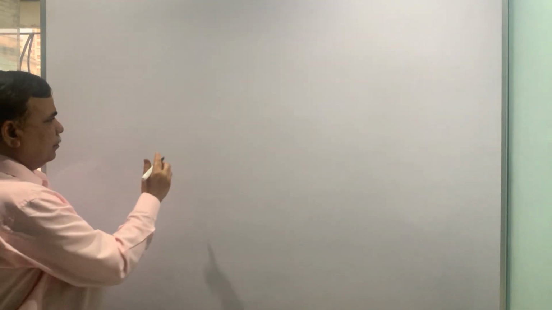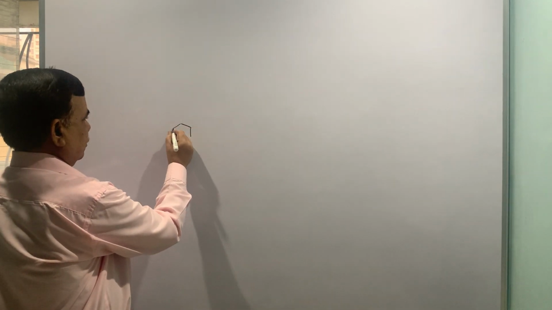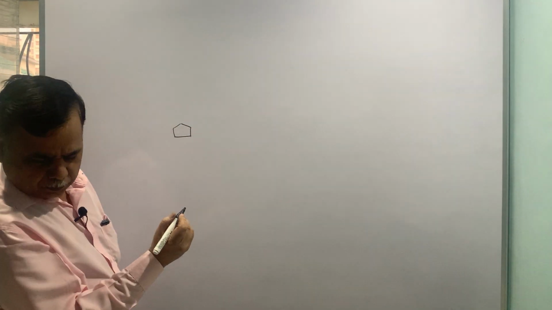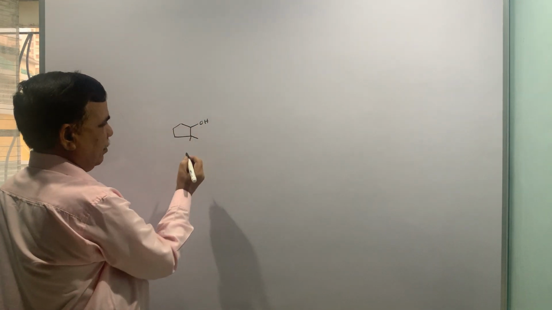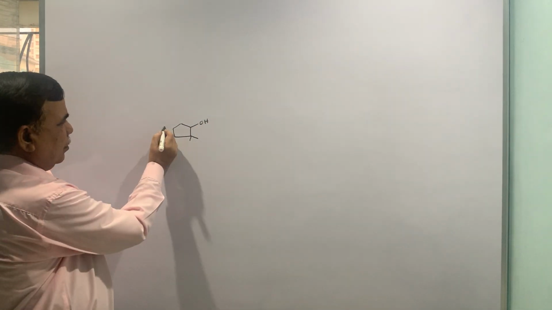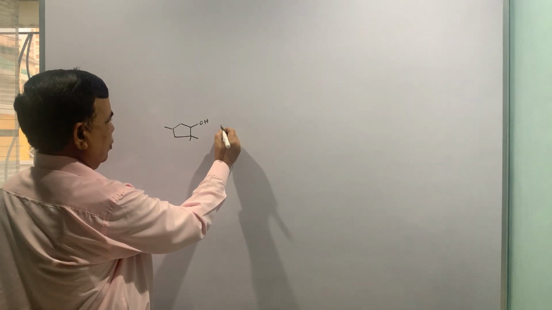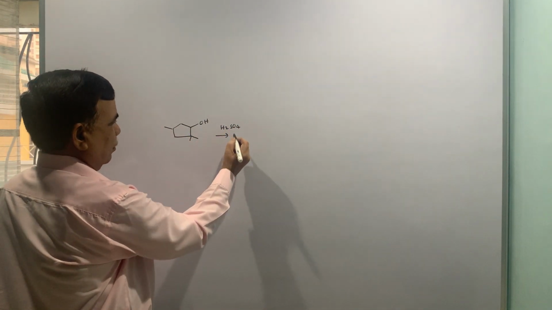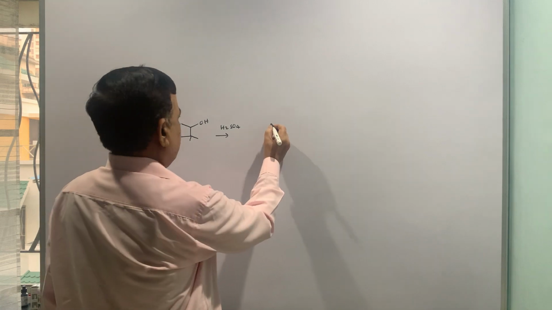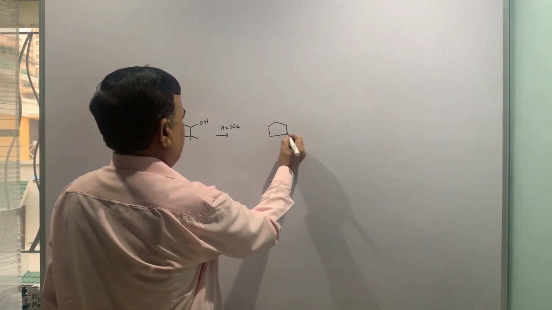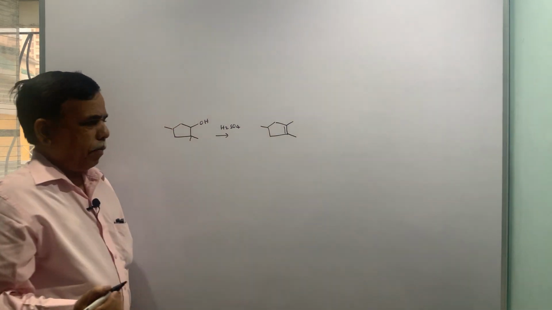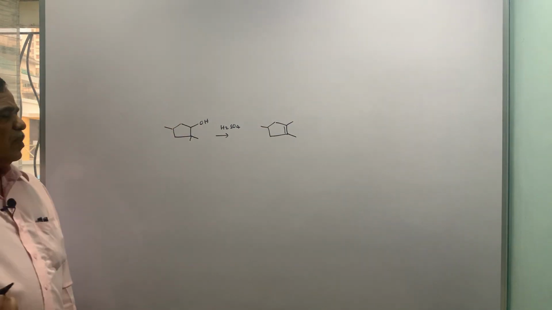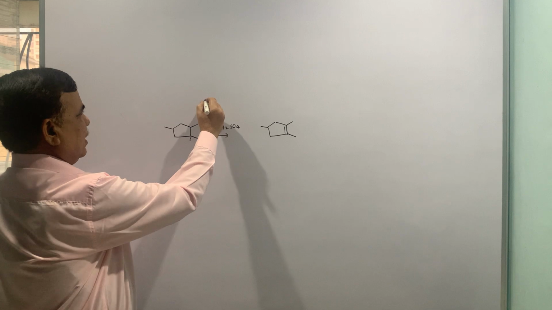Next example, OH, gem-dimethyl and H2SO4. The product is, I will just put it as it appears. This is once again the Wagner-Meerwein rearrangement.